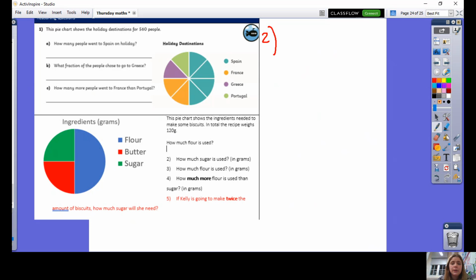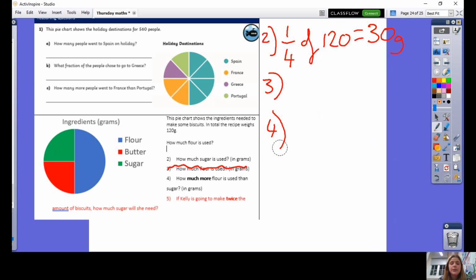Okay, how much sugar is used? When I'm looking at the sugar, I can see that's 1/4, but it doesn't ask me what fraction, it says how much, so I need to find 1/4 of 120. 120 divided by 4 will be 30, unit of measurement is grams. Question 3, how much flour is used? That's a repeat question, sorry, that is still 60 grams. Question 4, how much more flour is used than sugar? Flour is 60 grams, and sugar, I've already worked out, is 30. So I'll subtract, because I know how many more or how much more is subtraction, leaving me with 30 grams.